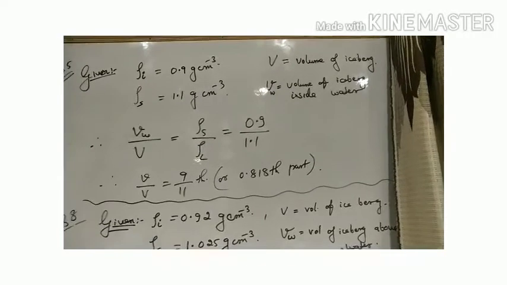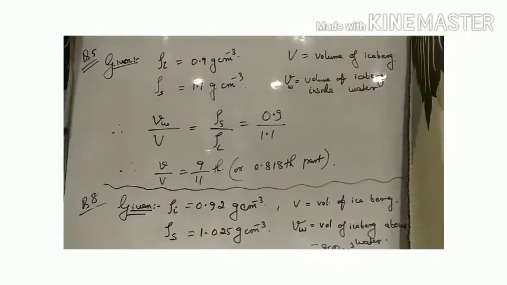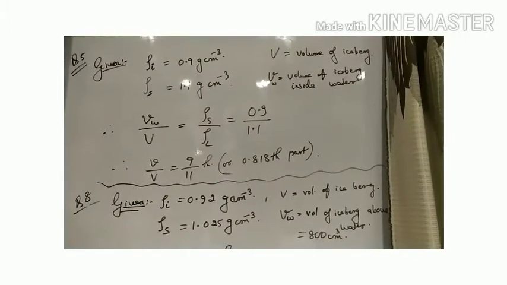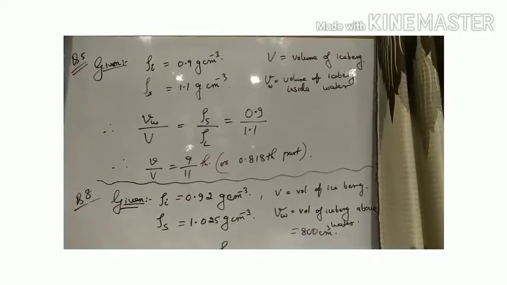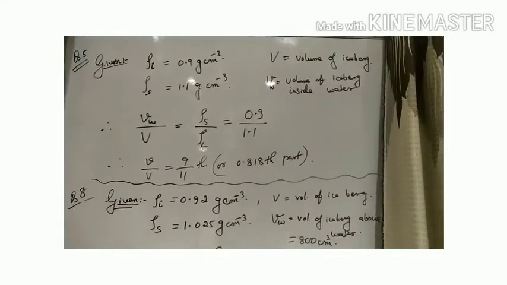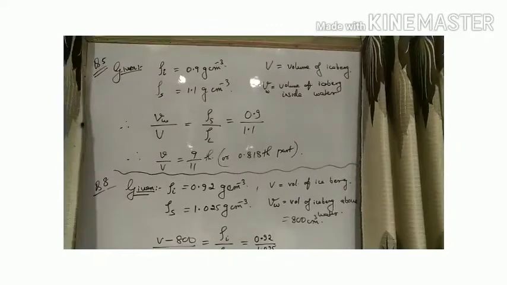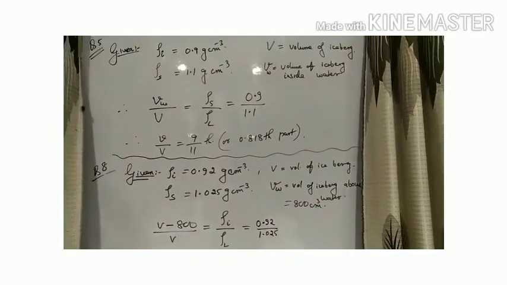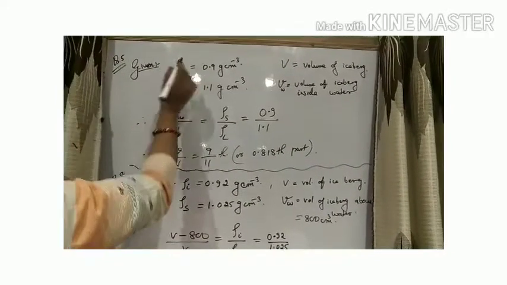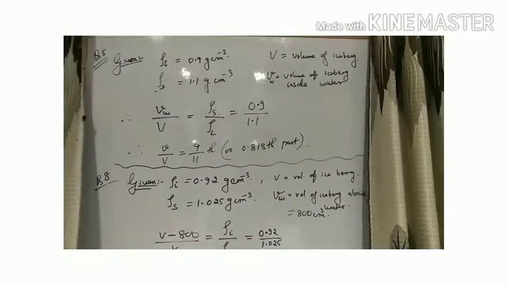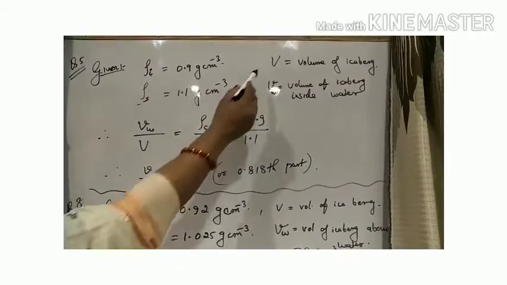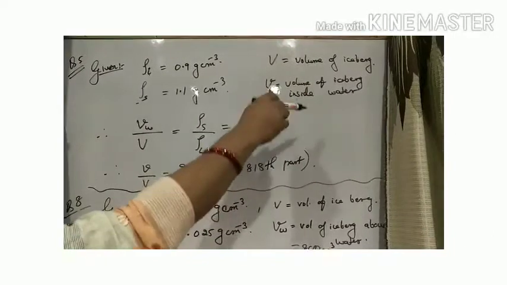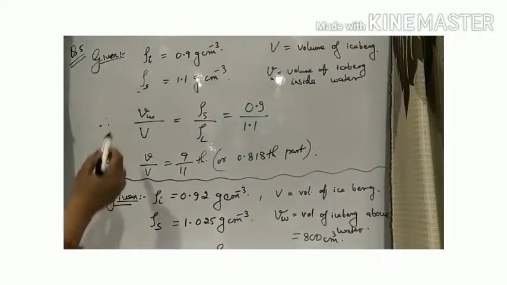Now next is numerical number 5. In this, the density of the ice is 0.9 gram per centimeter cube. What portion of an iceberg will remain below the surface of water in the sea if the density of the sea is given as 1.1 gram per centimeter cube? So this is the density of the sea and this is the density of the ice which is given. Now we have assumed the volume of the iceberg to be capital V and the volume of the iceberg inside water to be VW.